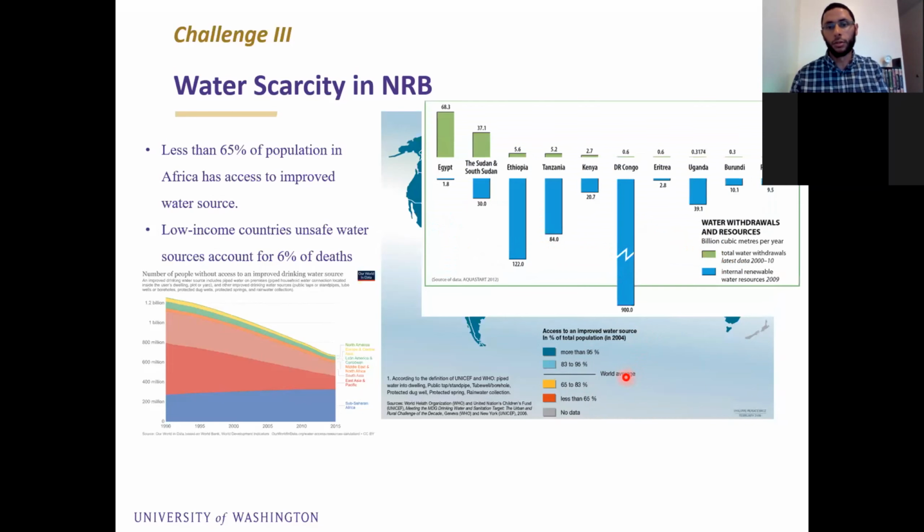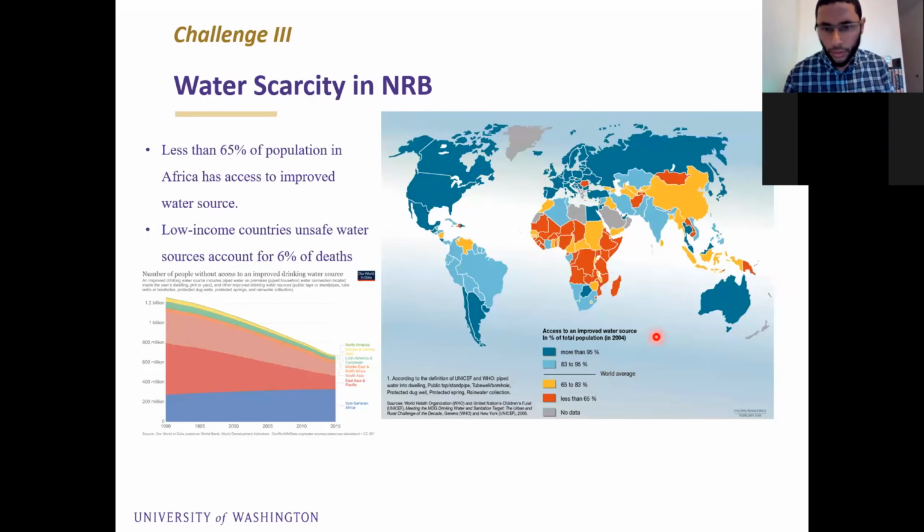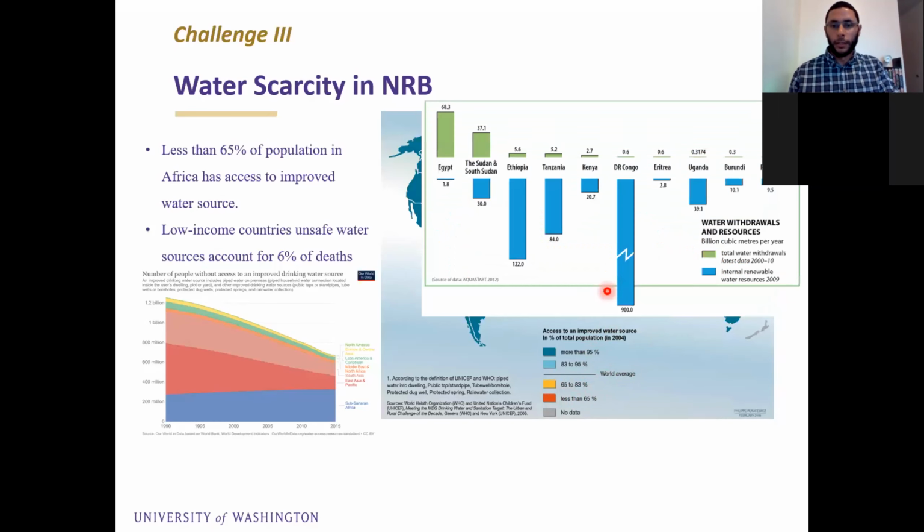And if you look here at Africa, you can see that most of the countries have even less than 65%, which is this orange color. Again, this map is showing the water consumption and water availability. It's not exactly the water availability, but it's showing the water that's produced in each of these countries versus the water that is used.